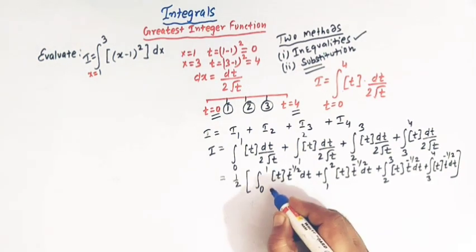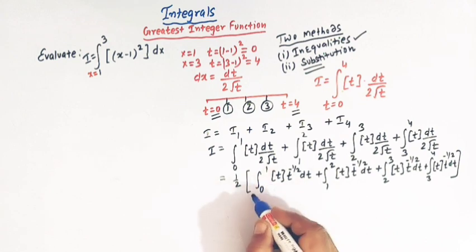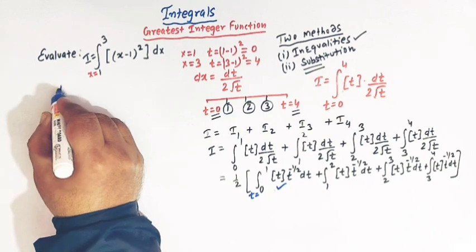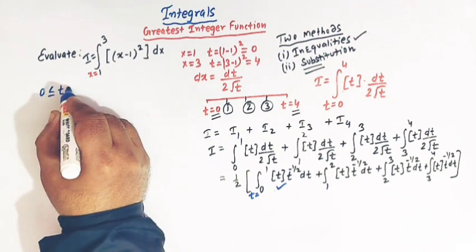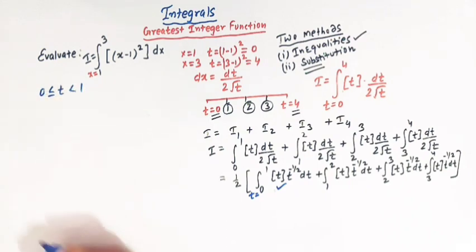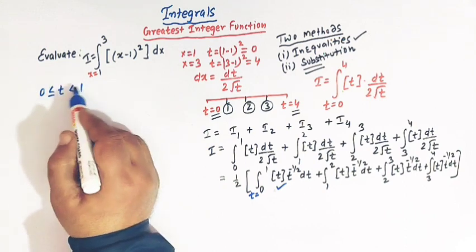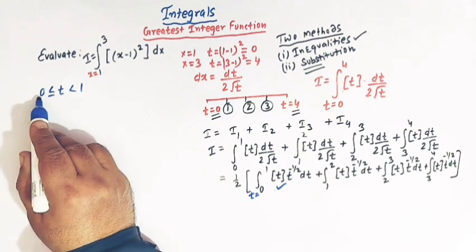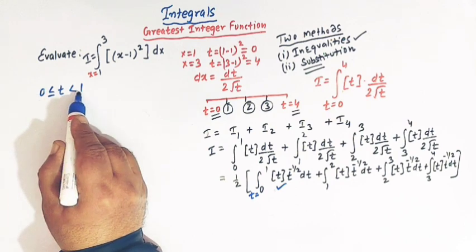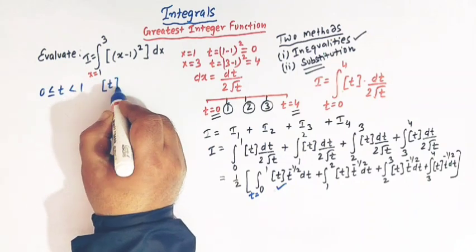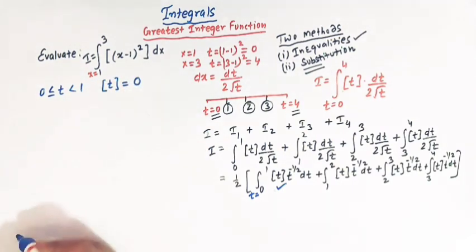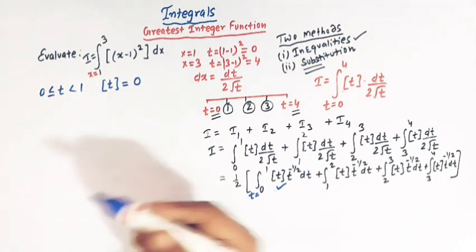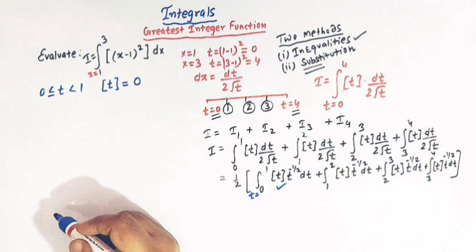So now let us take the first integral. Now see here, t varies from 0 to 1, so t lies between 0 and 1. And from the definition of greatest integer function, we know that when t lies between 0 and 1, then the greatest integer of t should be equal to 0. So this is the straight definition of greatest integer function.